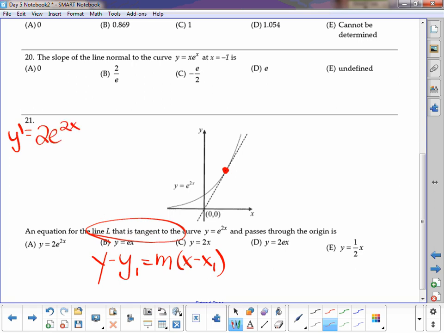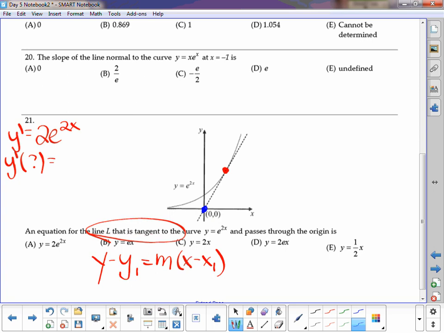2e to the 2x. And then next, I would go ahead and take my derivative at that point in question. But I don't know what that is. Okay, so let's think about what else we can do. So you have to ask yourself, well, why did they tell us it went through the origin?